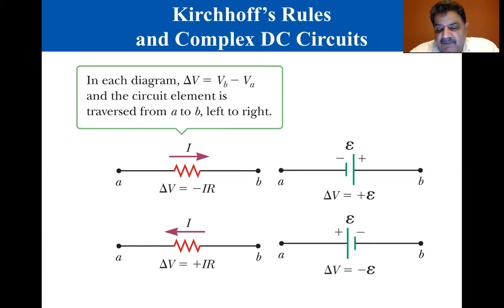If a source of EMF is traversed in the direction of the EMF, from minus to plus on the terminals, the change in electric potential is plus epsilon. If a source of EMF is traversed in the direction opposite the EMF, from plus to minus on the terminals, the change in electric potential is minus epsilon. To solve a particular circuit problem, you need as many independent equations as you have unknowns, and you end up solving simultaneous equations.